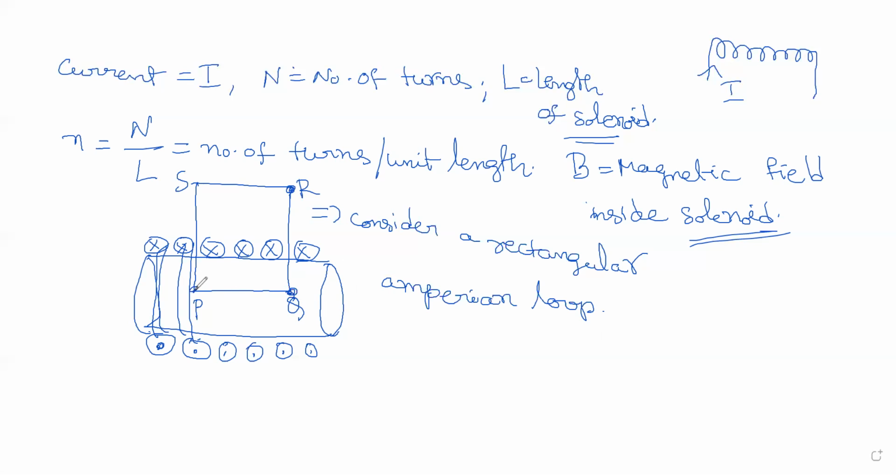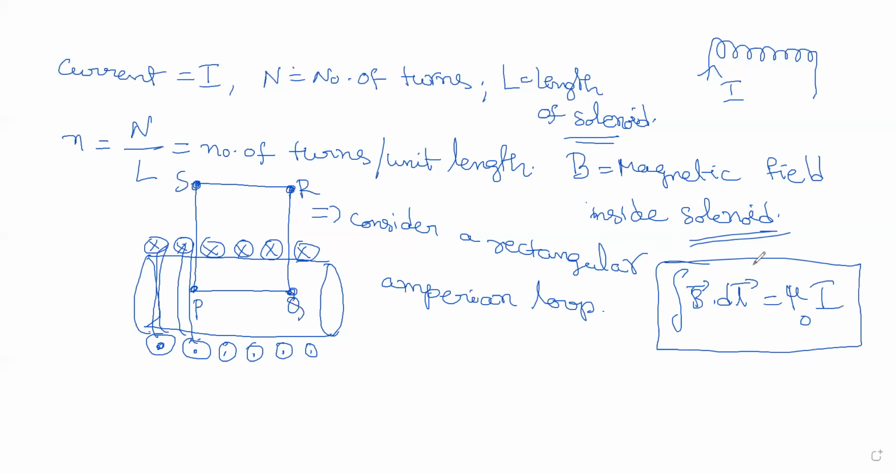So we have to find the magnetic field all along. We apply Ampere's law: the integral of B dot dl is equal to mu naught times I. This is what you have to remember. This is called Ampere's law. This is the funda we are going to apply all along. So please note it.